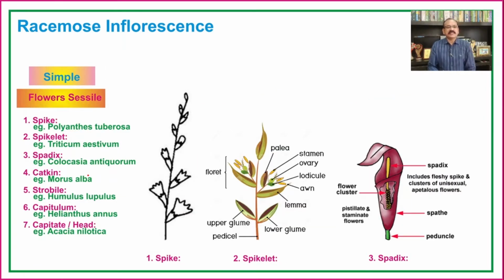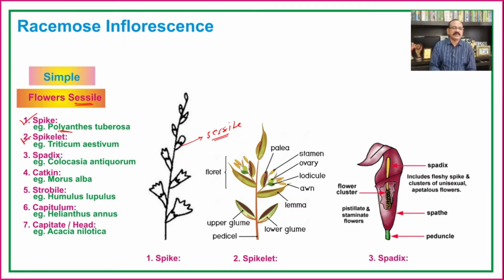In the second type, that is the flowers which are sessile, they are classified into 7 different types, in which the first one is spike. Spike is just like that of the raceme, and the only difference is that the flowers which are developing on the central axis are sessile. Except this, there is no difference between the racemose raceme and racemose spike. In racemose raceme, we have seen there is a development of unbranched inflorescence bearing pedicellate flowers. Here also it is the same inflorescence, that is unbranched, developing sessile flowers. And usually this type of inflorescence is found in Polianthes tuberosa.